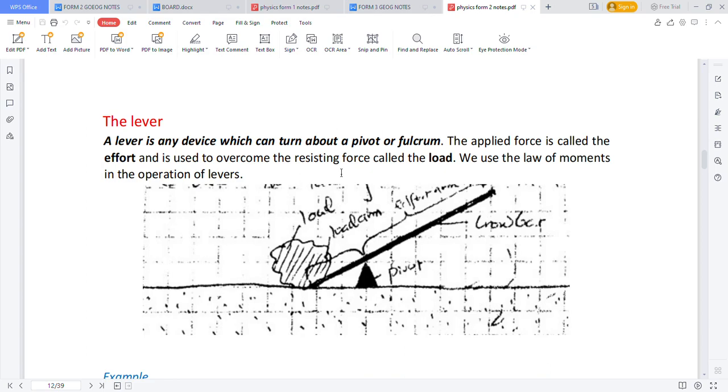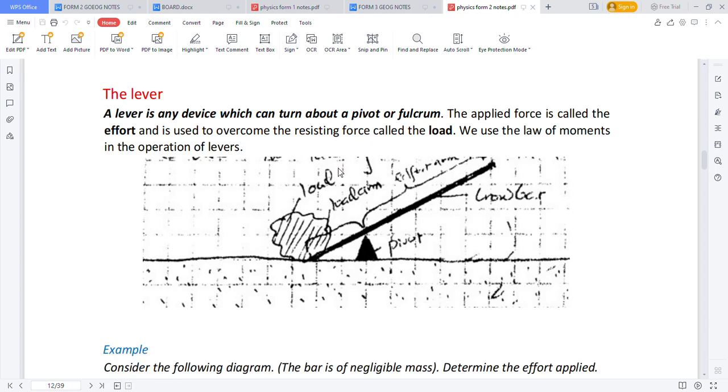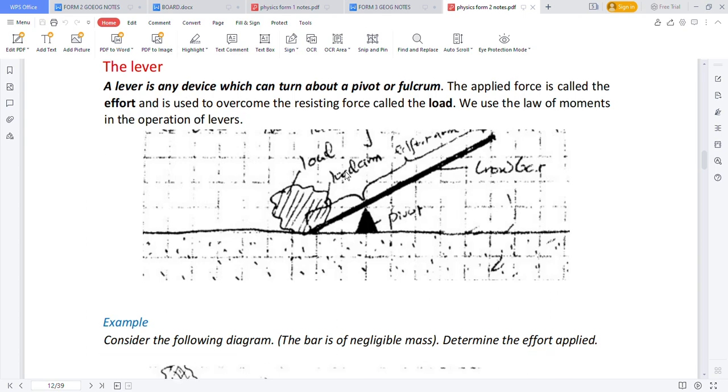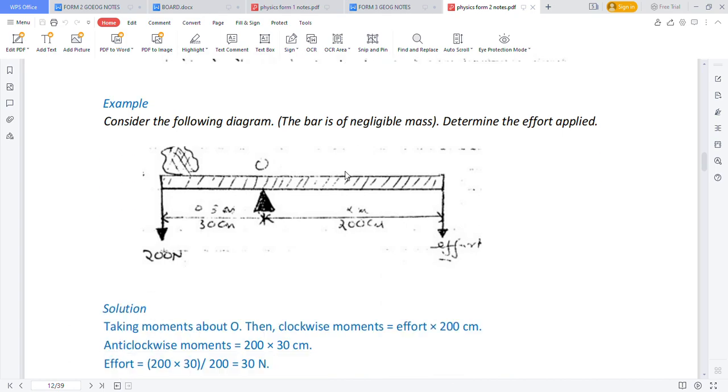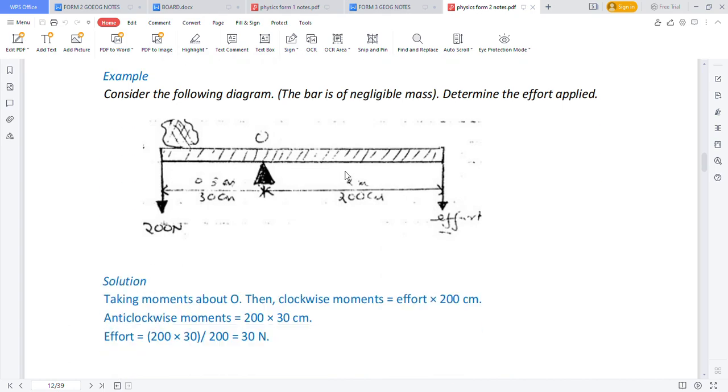The lever. A lever is any device which can turn about a pivot or a fulcrum. The applied force is called the effort and is used to overcome the resisting force called the load. We use the law of moments in the operation of levers. Consider, for example, you have this.